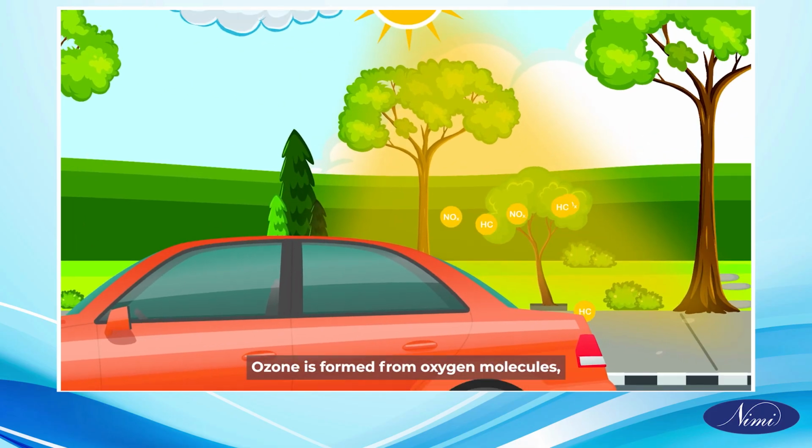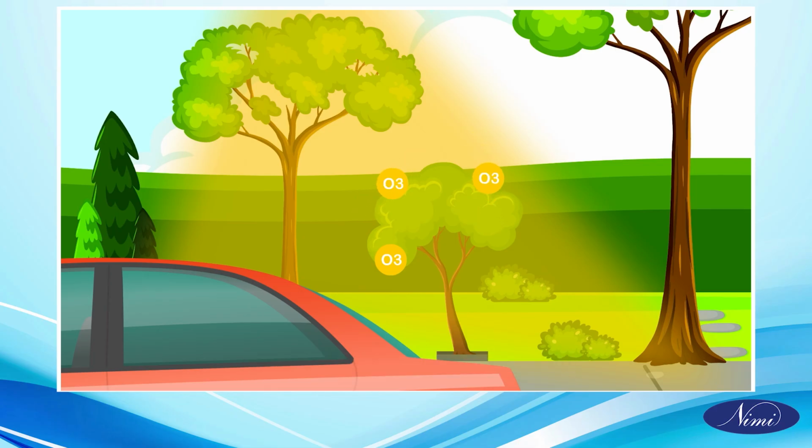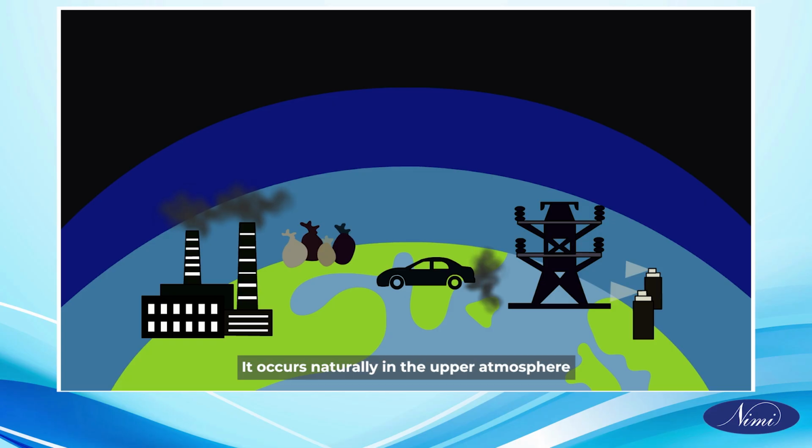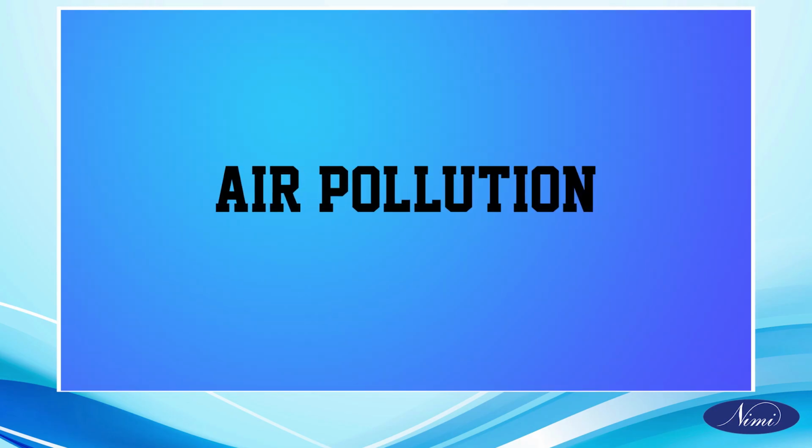Ozone is formed from oxygen molecules. It occurs naturally in the upper atmosphere. It serves to prevent harmful ultraviolet rays given off by the sun from reaching the earth. Air pollution.